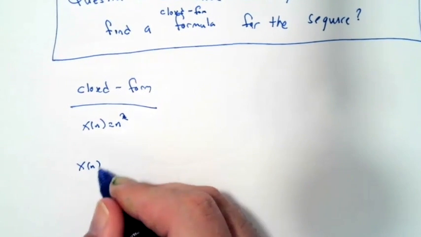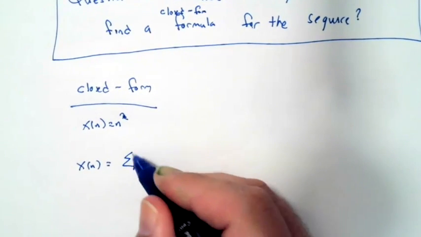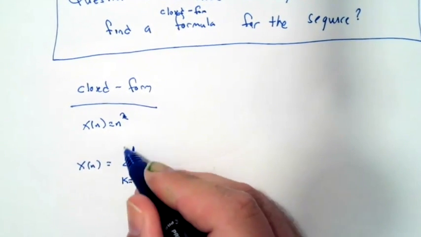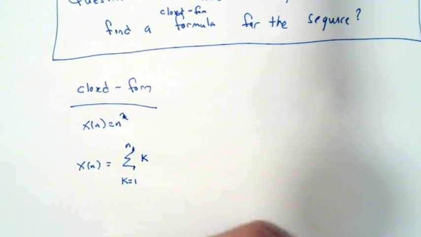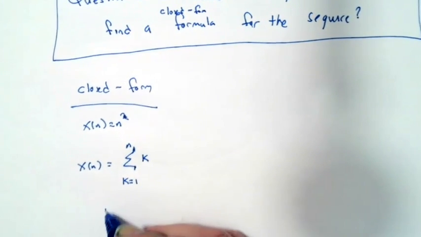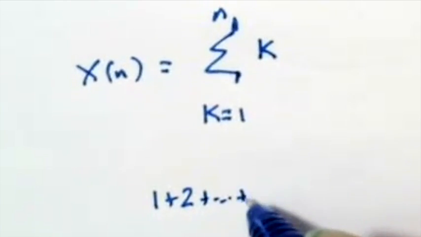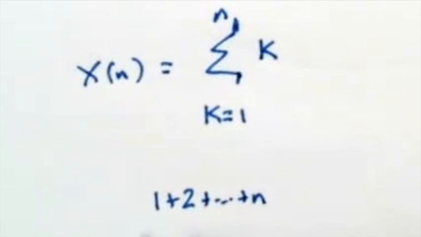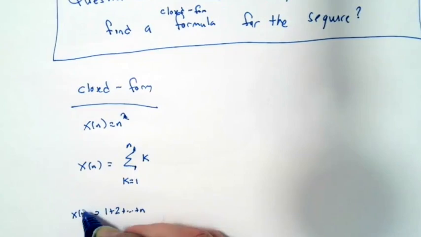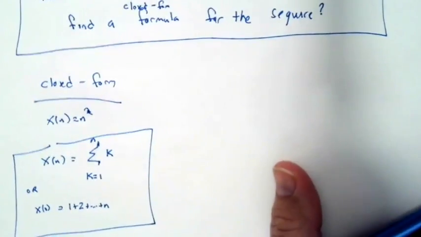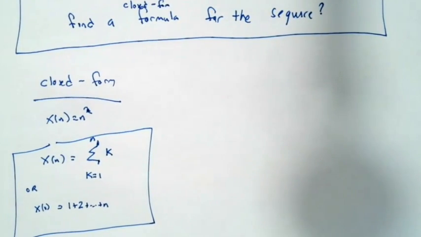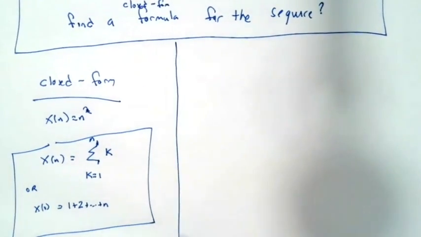Another one would be x of n equals the sum from k equals 1 to n of k. It's saying add up all the numbers from 1 up to n, and that's the value of the nth term of this sequence. But another way to write a sequence is not closed form. So there are a couple of other ways where you don't have a formula.